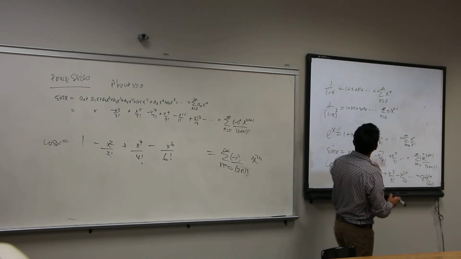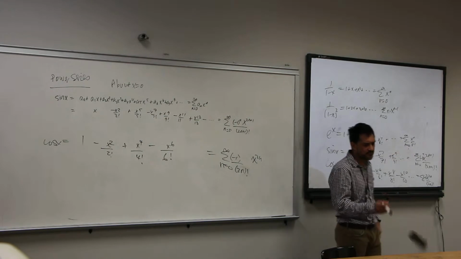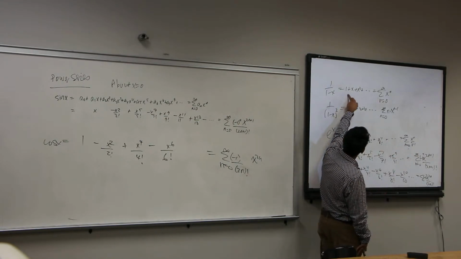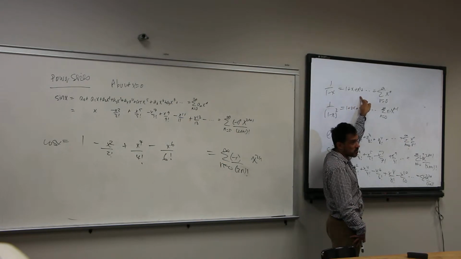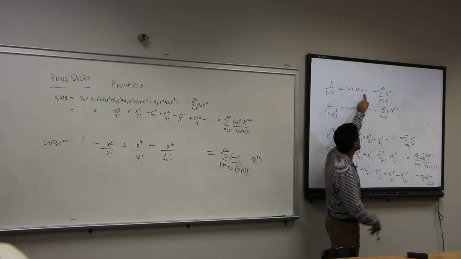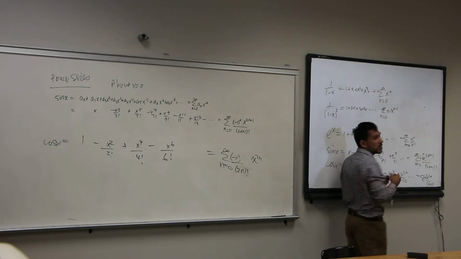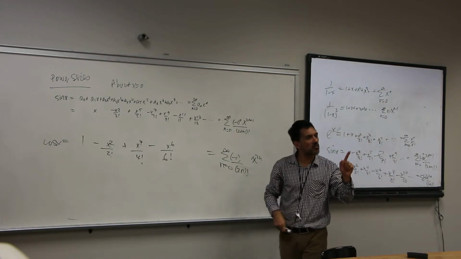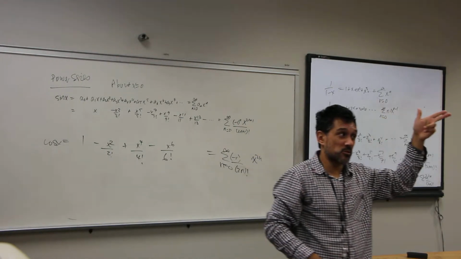For example, when does this converge to this? Now, if you look at this one here, the geometric series, what's the common ratio? 1 plus x plus x squared. Common ratio is x. And it will only converge if the common ratio is less than 1 in absolute value.